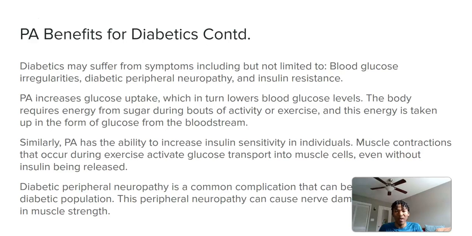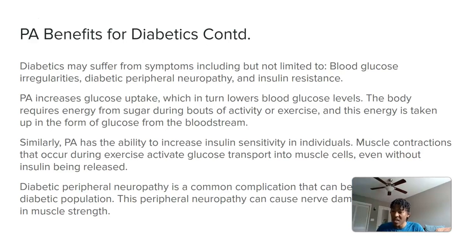Similarly, physical activity can also increase insulin sensitivity. Muscle contractions that occur during exercise activate glucose transport into your muscle cells, and that can be done without insulin being released. Insulin is a hormone released by your pancreas, and that's what normally stimulates glucose uptake. However, exercise can have the same effect without the presence of insulin, which is extremely helpful for individuals who become insulin resistant or have constant hyperglycemia.